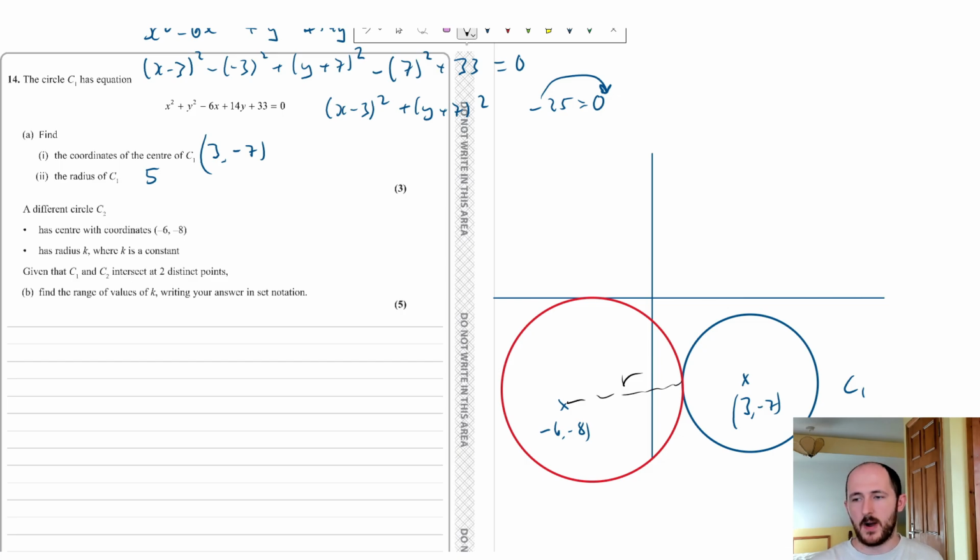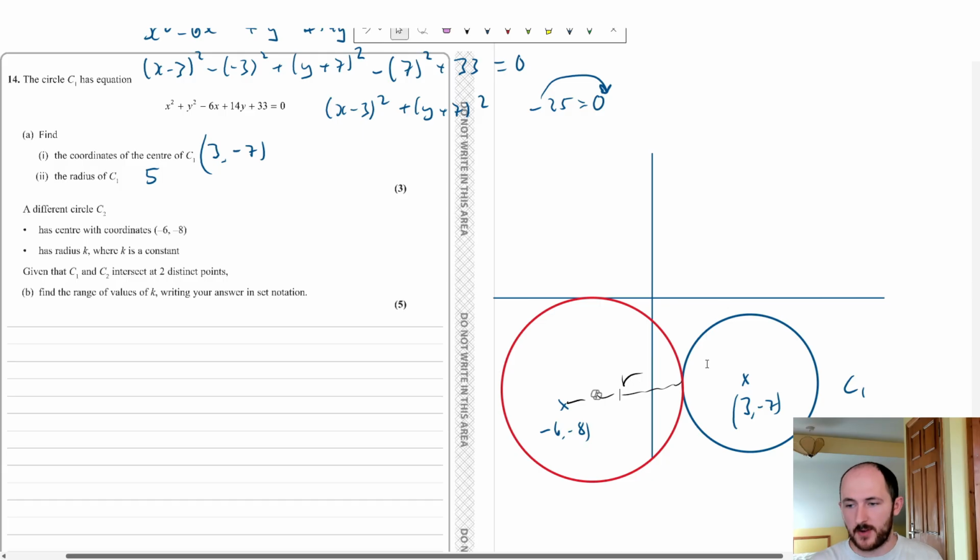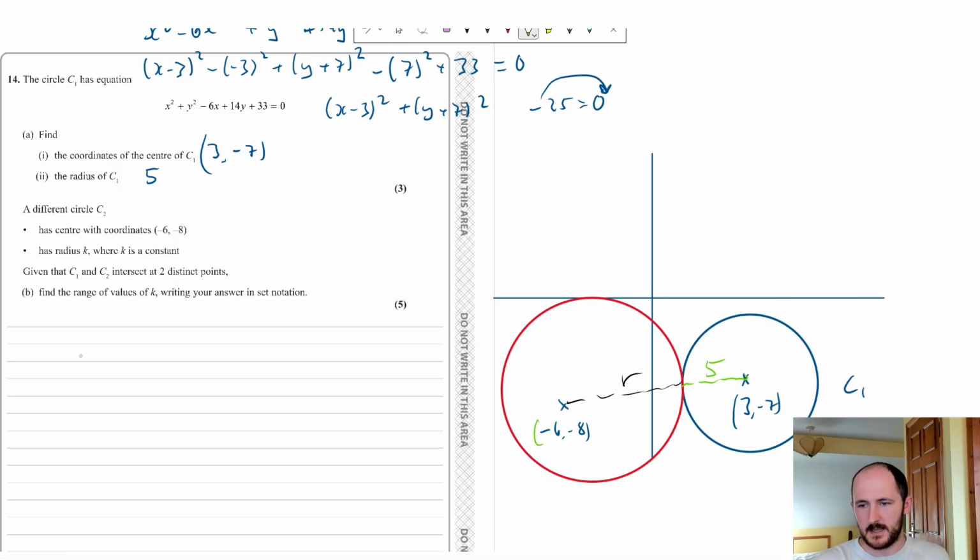And to work that out, I need to work out the distance between the two centers and then subtract the radius of this one, where the radius of this one is 5. So we're going to do the distance between both centers, subtract 5, and that'll be what the radius of this one would have to be. First of all, distance between 2 points is not too difficult. It's just the difference in the x coordinates and the difference in the y. So that's 3 minus 6 squared plus 3 minus 8 squared.